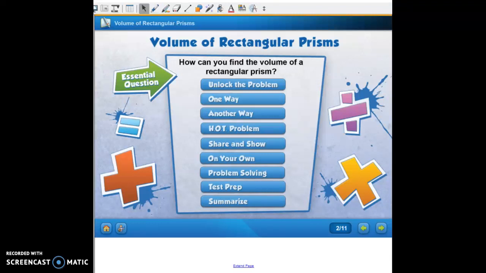Today we're looking at lesson 11.9, volume of a rectangular prism. It says, how can you find the volume of a rectangular prism? We've really kind of already been doing this. We've been doing it with different units of measure.